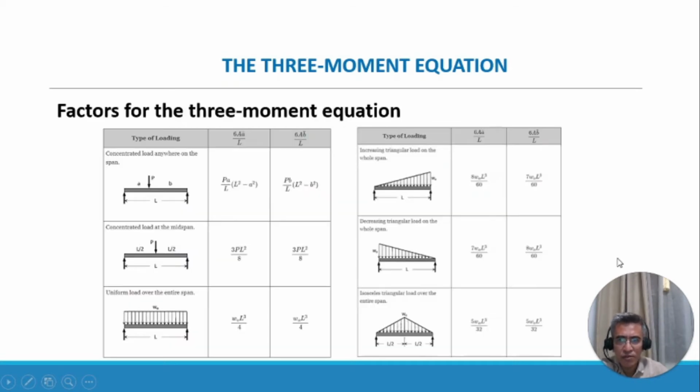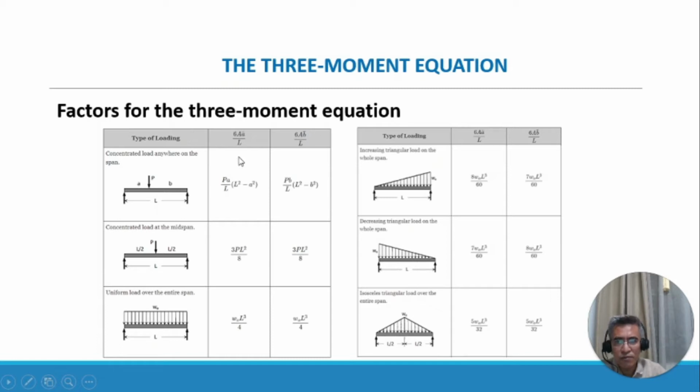And for the factors of the three-moment equation, we have 6A times A bar all over L and 6A times B bar all over L, and we have the types of loading. For a concentrated load anywhere on the span, we have a distance A from the left support and a distance B from the right support, with a concentrated load at a point between A and B and a total distance of L.